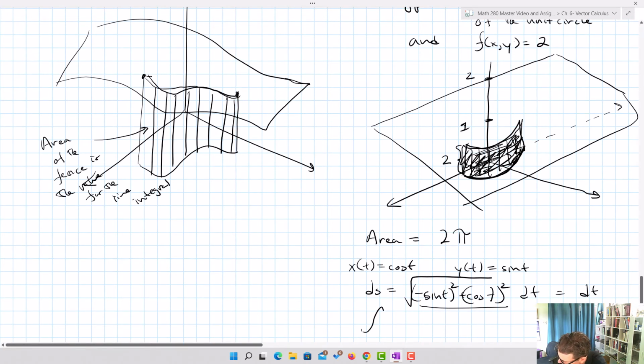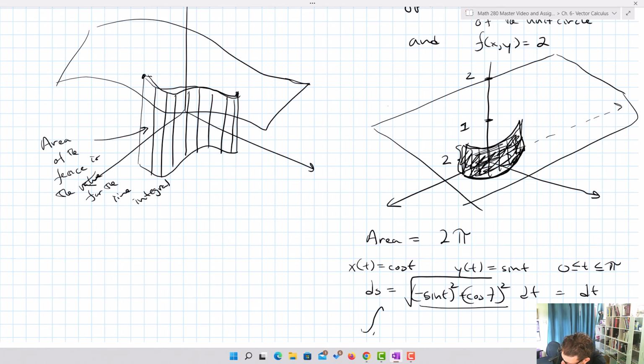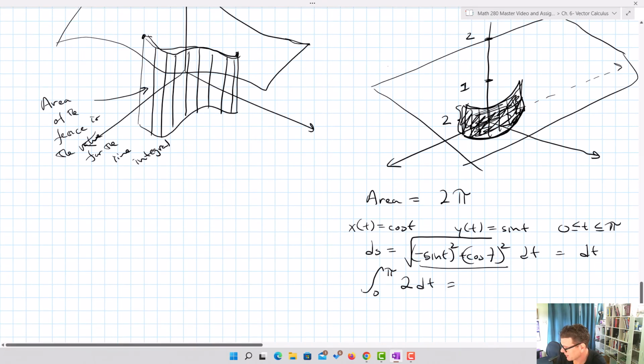Oh, and we've got to get that t is going to be greater than or equal to 0, and less than or equal to pi. So our integral is going to go from 0 to pi, and it'll be 2 dt. This equals, I can do this one real fast. That's going to end up being 2t evaluated from 0 to pi, which just equals 2 pi.